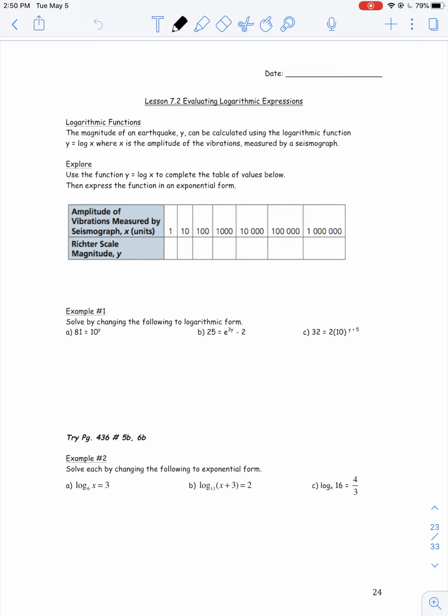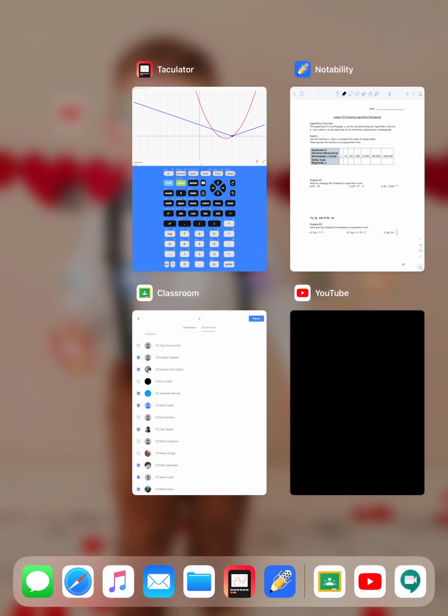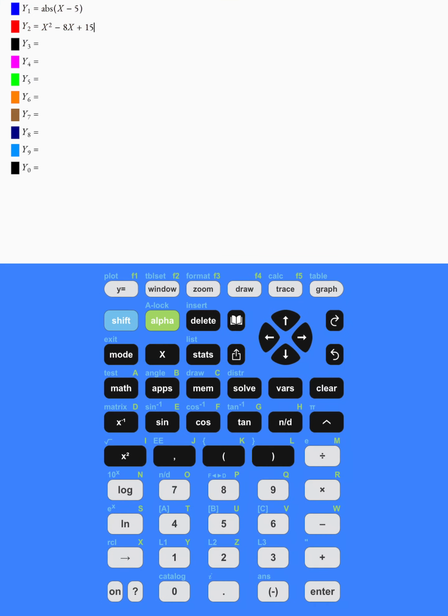Hello, this is lesson 7.2, evaluating logarithmic expressions. So when we're looking at earthquakes, they use logs to figure out how strong an earthquake really is. We use a Richter scale, but what it really is, is always based on 10 to the power of a certain value. So we're going to use log of x to calculate each of these. In our calculators, we're going to put log of 1, log of 10, log of 100.